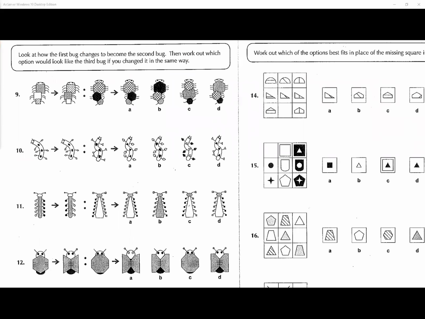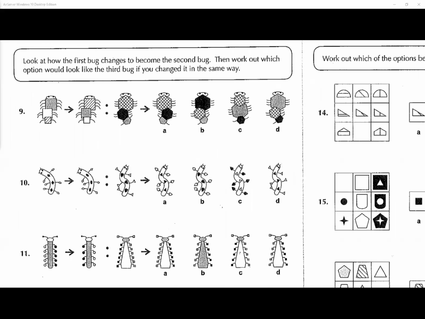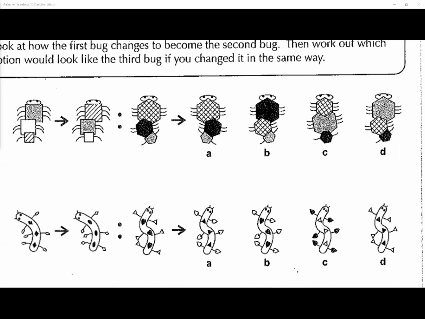Okay, question number 9. Look at the first bug, see how it changes to become the second bug. Let's make it nice and big. So this one here becomes this one here, and it follows a set of rules. So we have the chevrons here on the bottom. And then the shade from the bottom one goes to the top one, then goes down to the bottom. So everything's kind of cycling. So that shading goes up there.